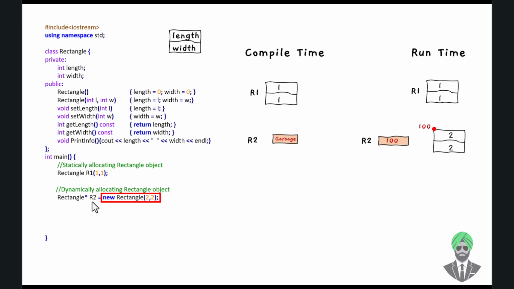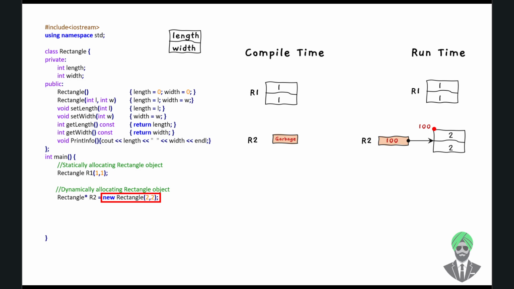It gets stored in the variable R2. That would mean that now we have the address, so we can go to that Rectangle object. This arrow would represent that R2 is now pointing at memory location 100, where the actual Rectangle is stored. Now let's see how we can call functions on these objects.